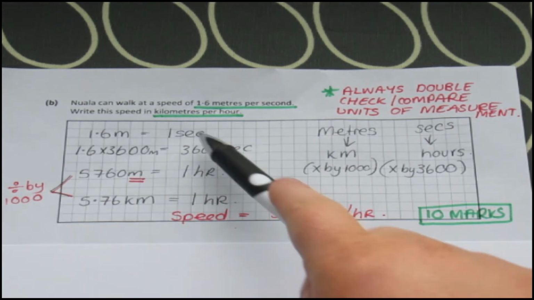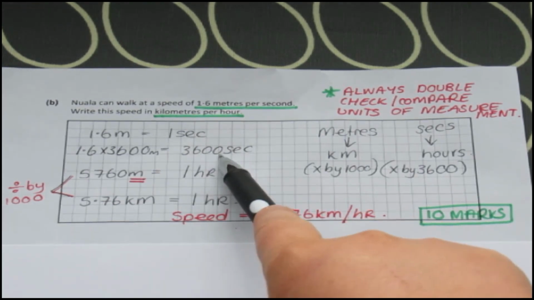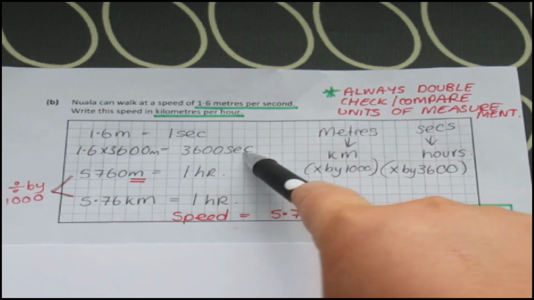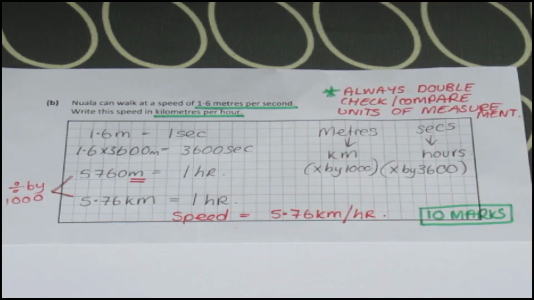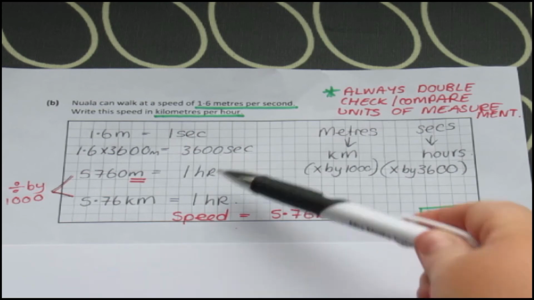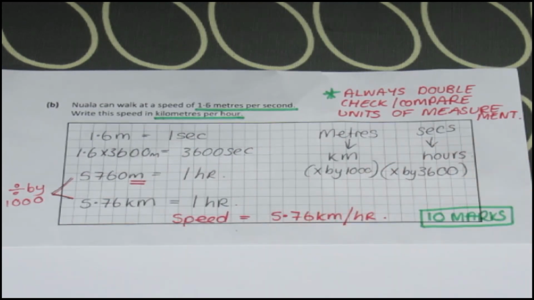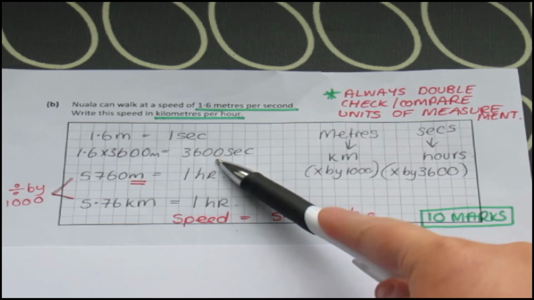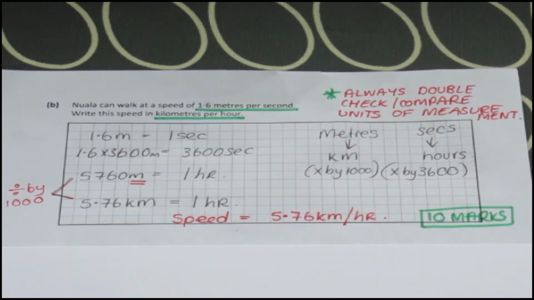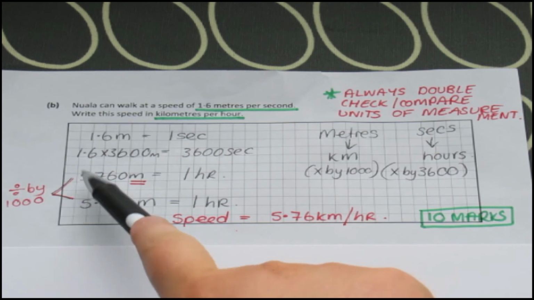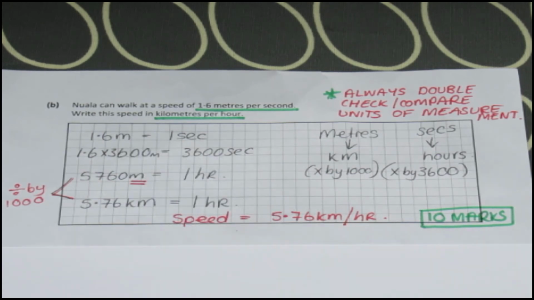So I need to multiply 1 second by 3,600. I get 3,600 seconds. Well, I now know that that is the exact same as saying 1 hour. I obviously have to treat the left-hand side of my little expression the exact same way. So if I multiply the right by 3,600, I must multiply the left by 3,600. I get 5,760 meters. It means that Nuala is travelling 5,760 meters in 1 hour.